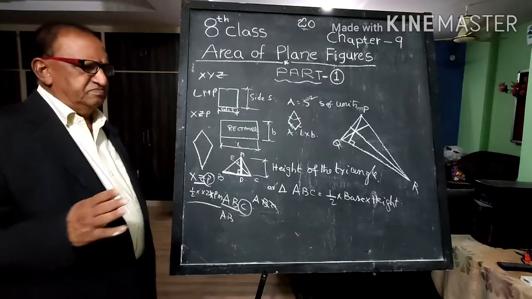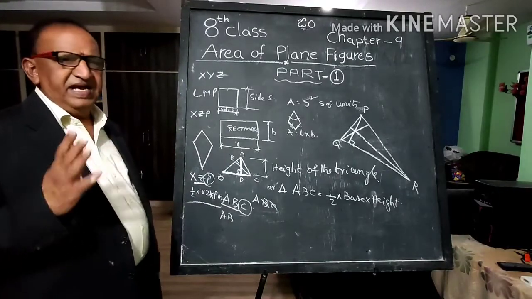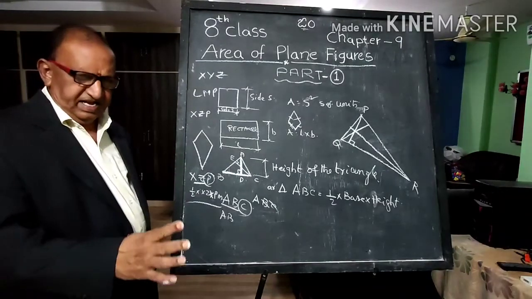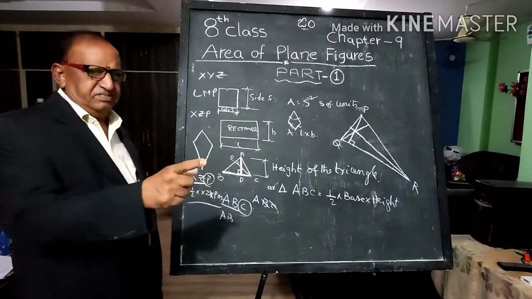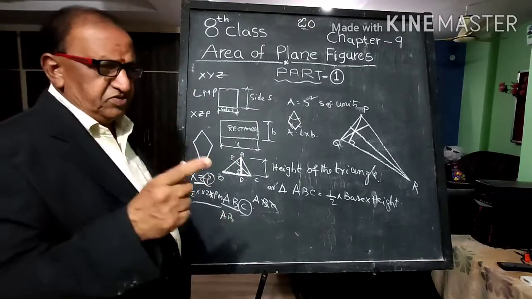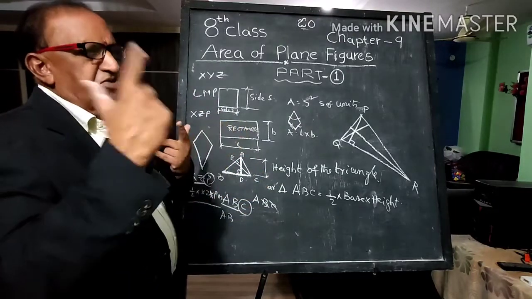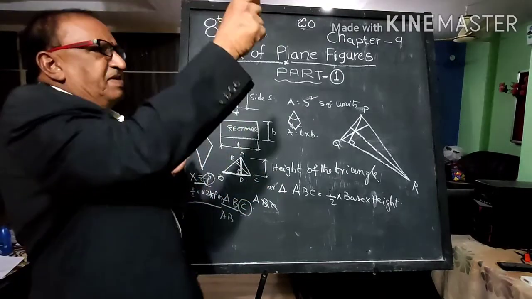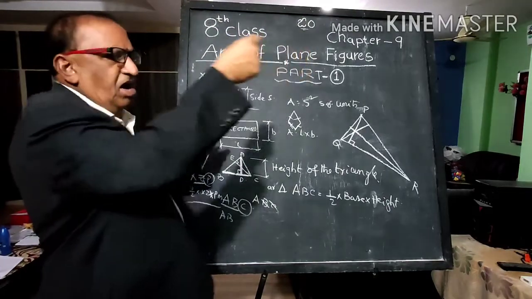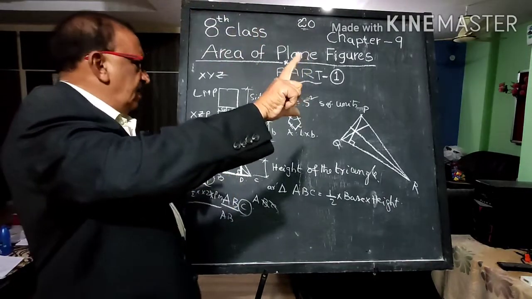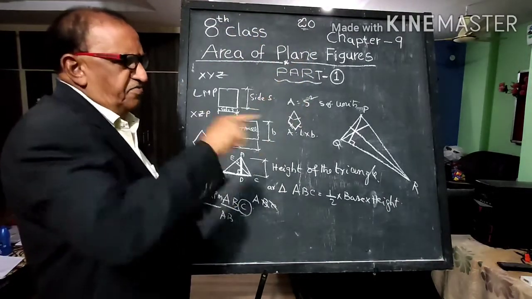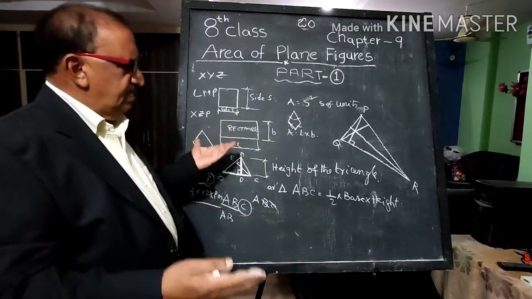So that means when you want to find the area of a triangle, fix a base. Whichever is easy for you, fix a base. And then when you take the two letters out, you are left with only one letter. Draw a perpendicular from that point onto the base. That is your height or the altitude. This half base into height is the area of the triangle.